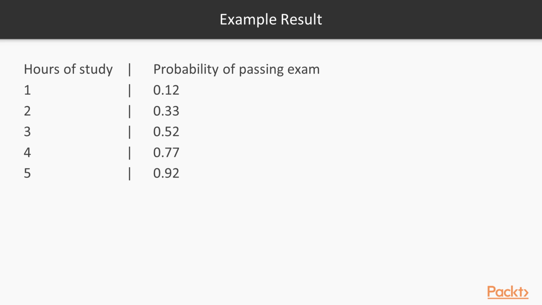As an example result, such logistic regression will give us probabilities of passing the exam. So we can ask about a feature that was used to train the model, and that was hours of study. We can pass that feature as an input to the predict method, and it will return the probability of passing the exam. So we are giving a feature vector and we are getting back the probability. This is how logistic regression works.